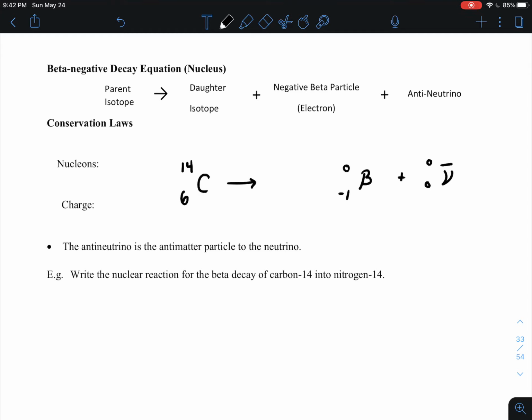So if you take a look at the charges, the nucleons on top, we had 14 before, and 0, 0, we must have 14 here. We had 6, but now we had -1. So in order to make it add up to 6, we need to make it 7, and then we end up giving ourselves nitrogen. So then we're left with a nitrogen 14, and a beta negative particle, and an antineutrino. An antineutrino is an antimatter particle to the neutrino. That's funny because now it says write an equation for carbon 14. Well, there, done.